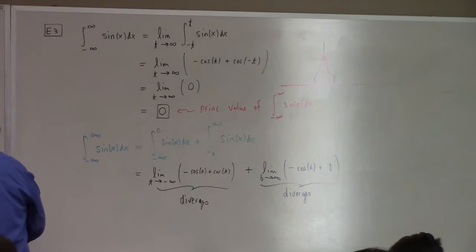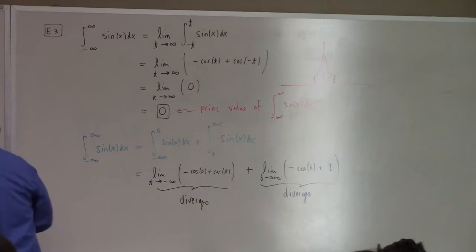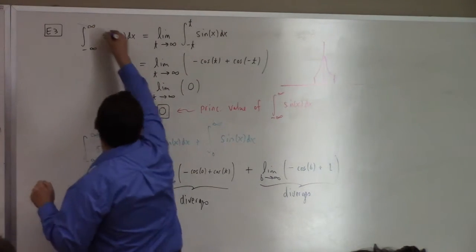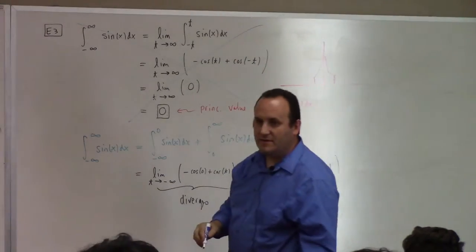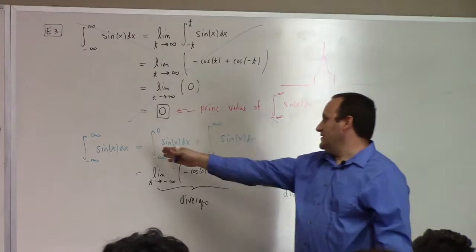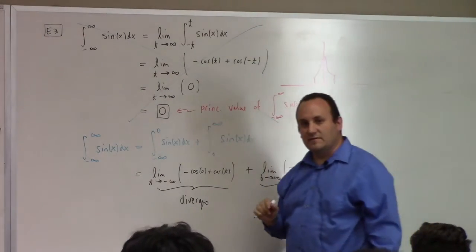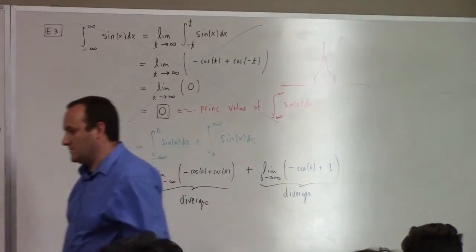So I include this as just a calculation to warn you that you can't do this. Sorry. But if it's an integral from minus infinity to infinity, you have to do two separate ones. I'm sorry, but that's the definition.